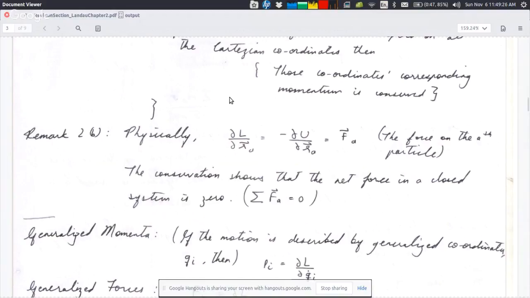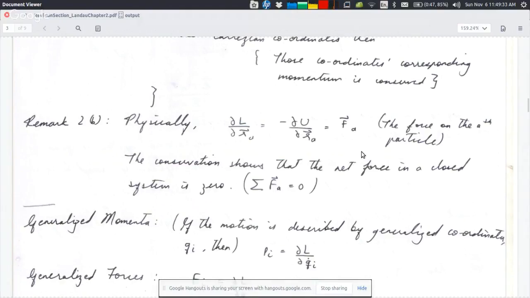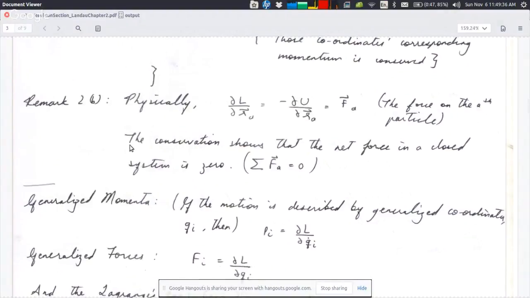From Lagrange, because the first part is kinetic, so there will be no dependence, and this is equal to minus del U by del r, which is the force on the particle. So this is Newton's law then, and the conservation actually tells you that the net force in a closed system is zero. This is where the closed system part again comes in.